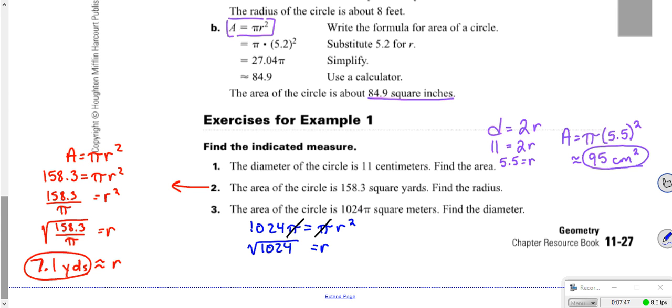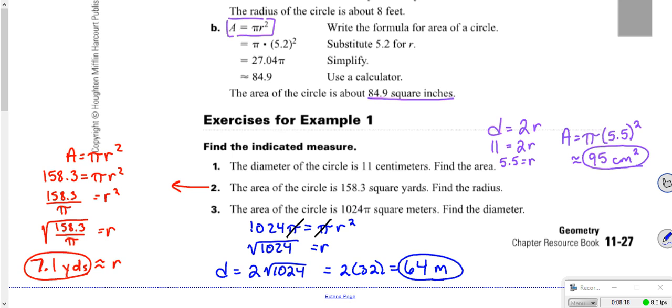Anyway, then our diameter, remember, is going to be twice that. So our diameter is going to be 2 times the square root of 1024, and the square root of 1024 is 32. So this is 2 times 32 or 64. What are we dealing with? Meters. Hope that is helpful.